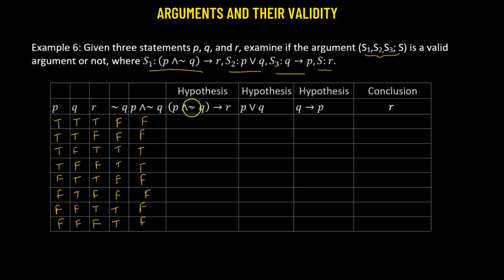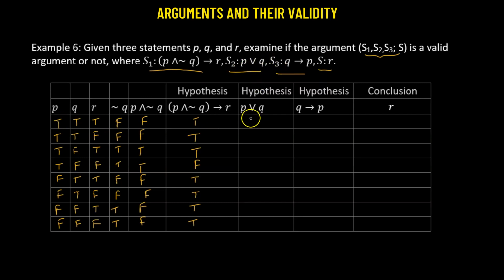Now we work with our first hypothesis, which is S1. We have if P and not Q, then R. So we have if false, then true, so this is true. If false, then false, so this is true. If true, then true, so this is true. If true, then false, so this is false. If false, then true, so this is true. If false, then false, this is also true. If false, then true, so this is true. If false, then false, so this is true. Coming to the second hypothesis, we have the disjunction P or Q.